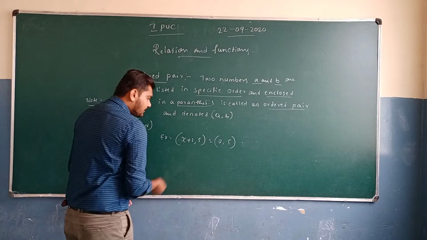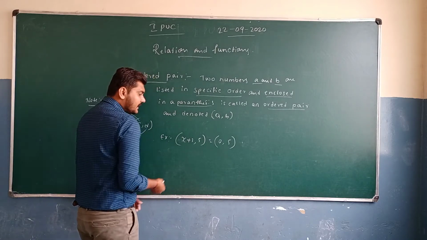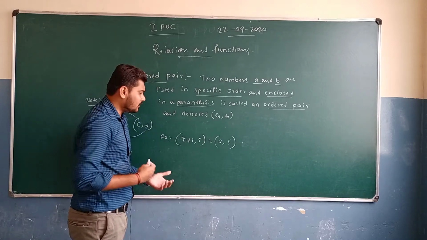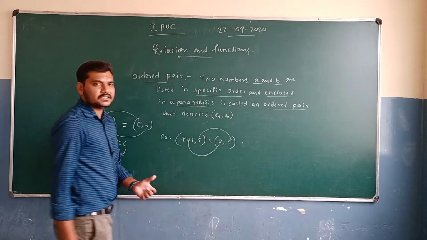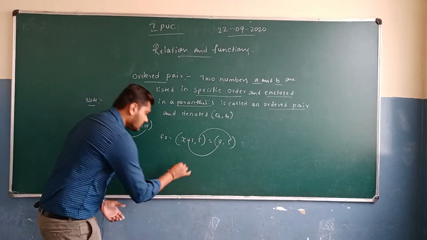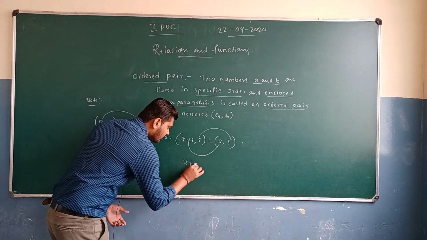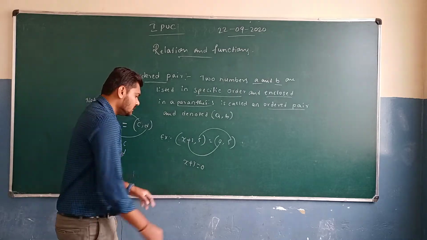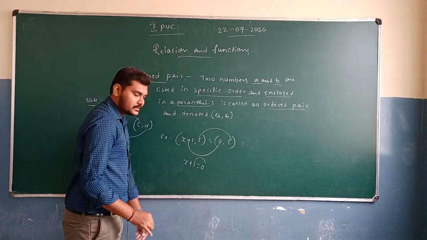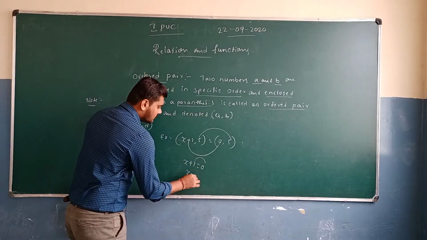Now, to find the value of x, the corresponding elements are going to be equal. So 5 is equal to 5, and x plus 3 is equal to 0. So we can say that x plus 3 is equal to 0. Since we need the value of x, I am going to shift this 3 to the RHS. So x is equal to minus 3.